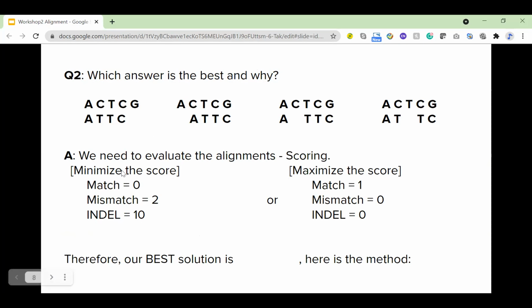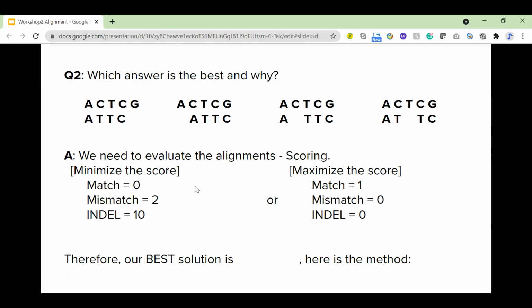So in that scenario you really want to minimize the score, because match is the ideal situation that we want, and that is 0, and all the other situations are like something. Therefore, you want to minimize the score. And oppositely, you can have this maximization system as well. Match is 1, and mismatch and indel are 0, they're nothing.